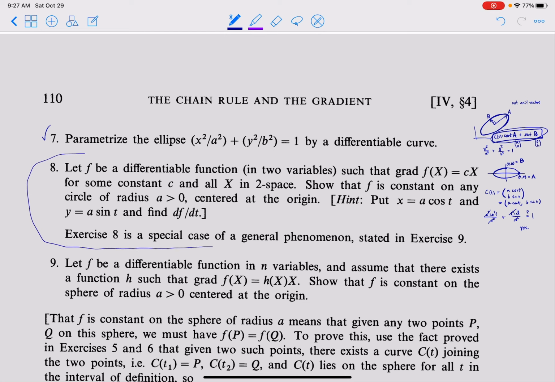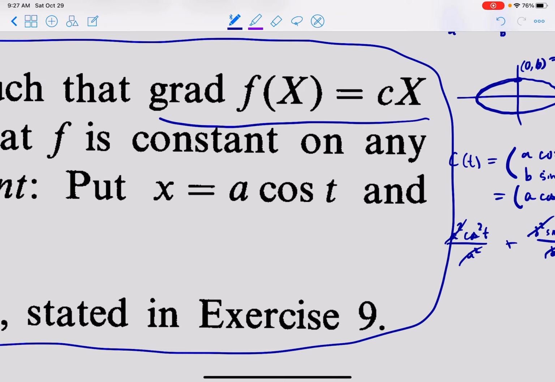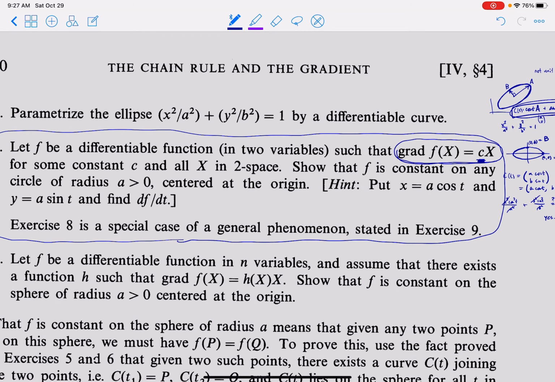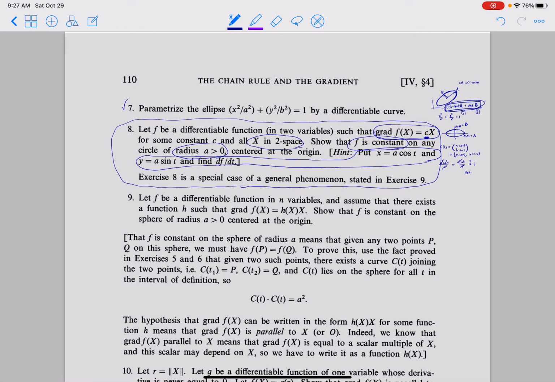Let f be a differentiable function in two variables, and all we know about it, we don't know its formula, is that its gradient at the point x is just some scalar multiple of x. And this holds for all the x's. Then show that f is constant on any circle centered at the origin. And here's the hint: put x equals a cos t, y equals a sine t, and find df dt. So let's just do what they told us to do.